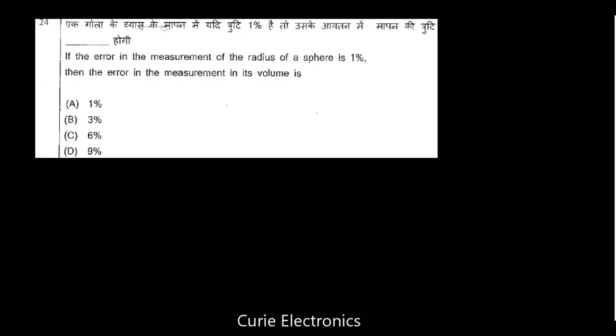If the error in the measurement of the radius of a sphere is 1%, then the error in the measurement of its volume. This is related to errors. Let me try to solve it. See, volume of a sphere. What is the volume of a sphere?